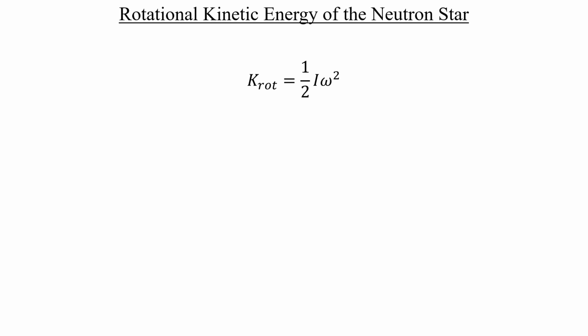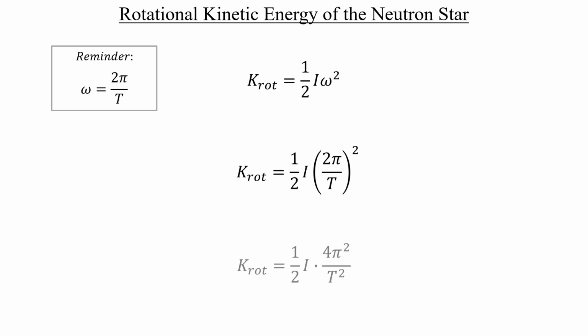The first thing we should do is grab the equation for the rotational kinetic energy of an object. We're not provided with the angular speed omega, but we do know that omega is equal to 2 pi divided by the period. And we have the period. So let's go ahead and substitute that in and square it. Take a moment to reduce the expression down at the bottom to the following.